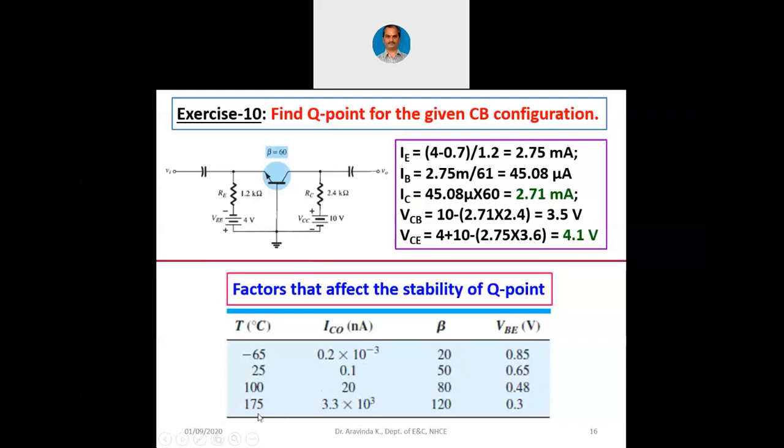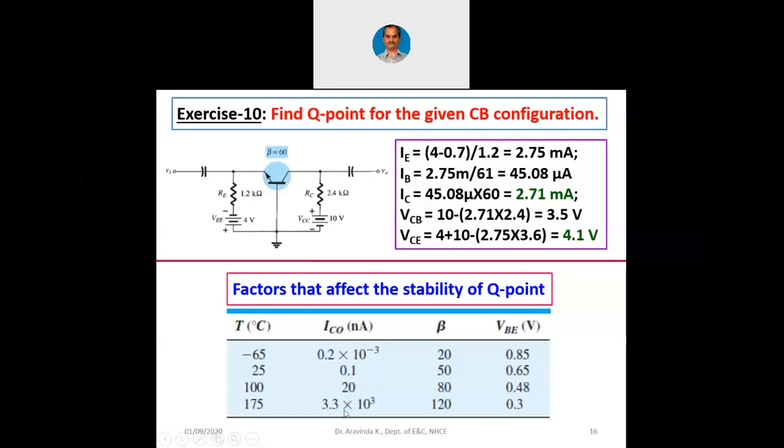At 175 degrees centigrade, the reverse saturation current is 3.3 into 10 power 3 nanoampere, which means 3.3 into 10 power 3 into 10 power minus 9. It is 3.3 into 10 power minus 6. That means 3.3 microamperes. Now you can see when the temperature increases, the reverse saturation current increases.